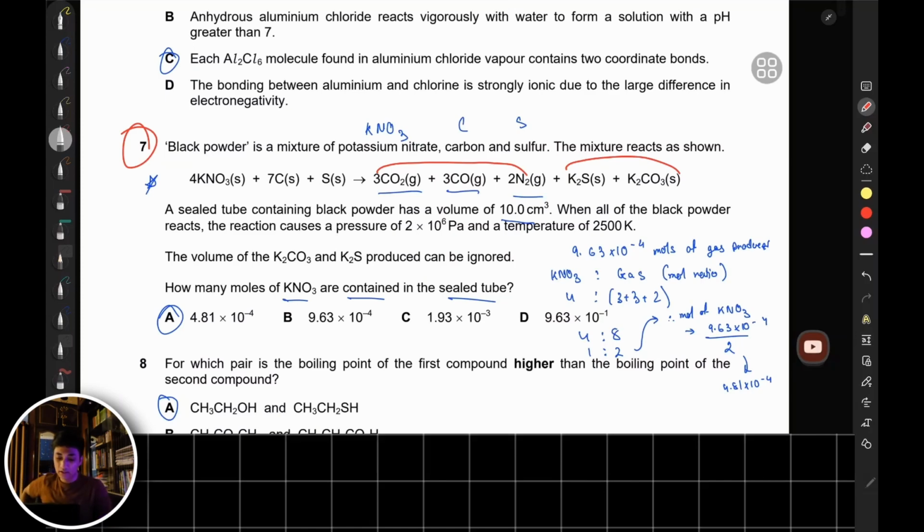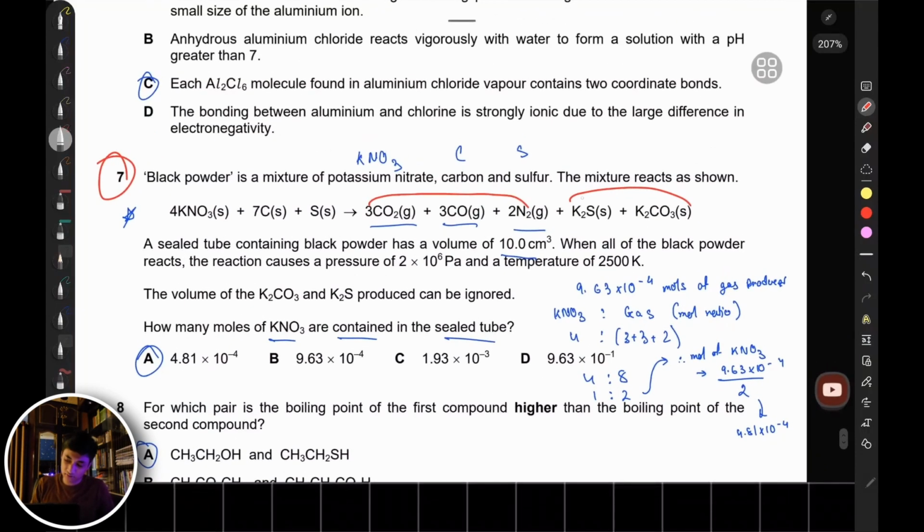Okay. The volume of K2CO3 and K2S produced can be ignored because they are solids, and they're going to occupy significantly less volume, I guess. So the volume of them can be ignored. Okay. How many moles of potassium nitrate are contained in the sealed tube? So they've asked you to ignore how much of these have been produced. We're going to do that.